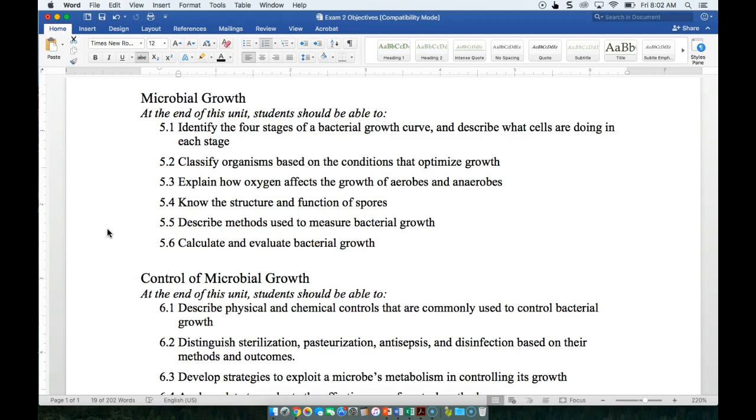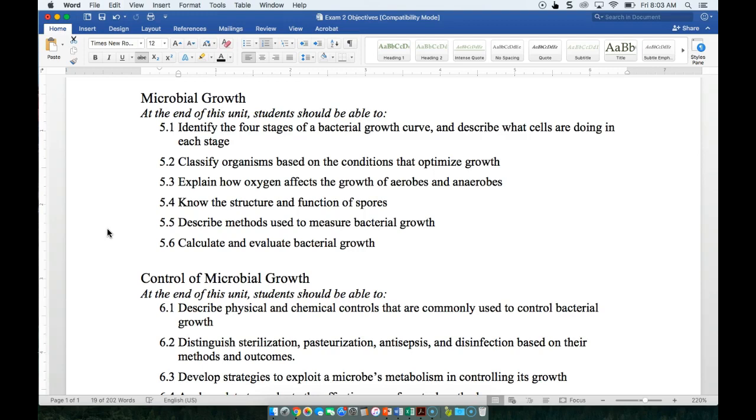Know the basic structure of the spore. There's really not much that I want you to know about this other than it's got a thick coat, it's protected against environmental stress, these are highly resistant. What kind of organisms produce spores? Gram-positive bacillus are the only ones that produce spores. It's not even all of them.